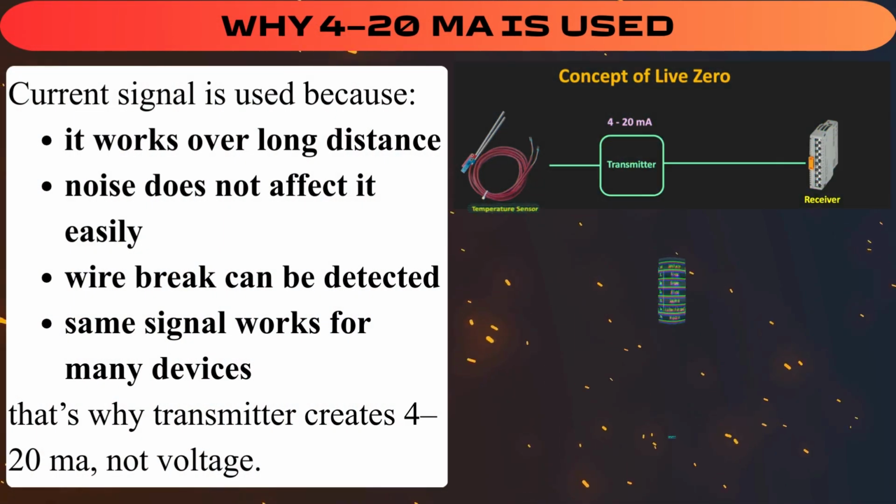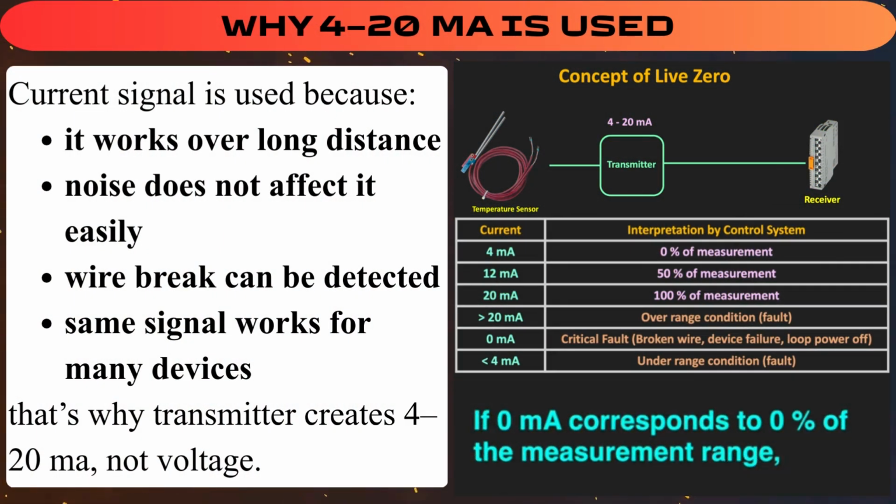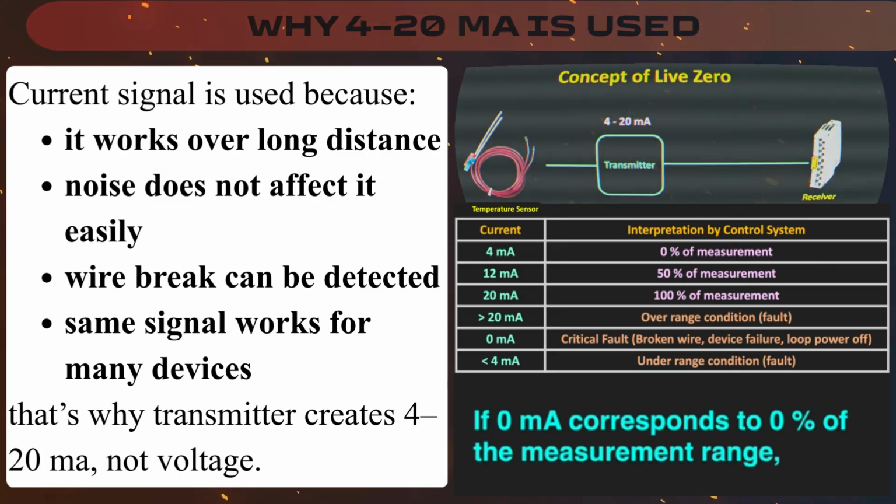Why 4 to 20 milliampere is used? Current signal is used because it works over long distance. Noise does not affect it easily. Wire break can be detected. Same signal works for many devices. That's why transmitter creates 4 to 20 milliampere, not voltage.